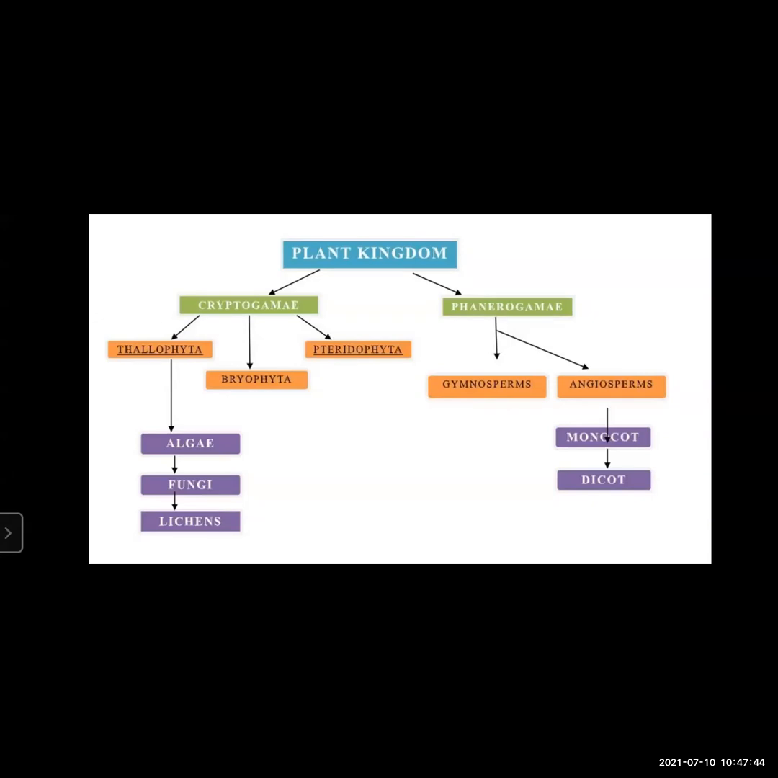Then phanerogams. Yesterday we started with phanerogams. Phanerogams are the flowering plants. These are divided into two divisions: gymnosperms and angiosperms. And angiosperms are further classified into monocotyledons and dicotyledons.